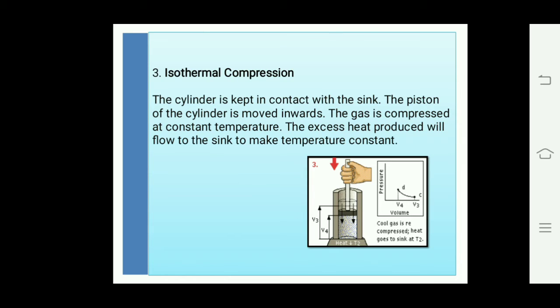So that's why the volume decreases and the pressure increases. What happens here is that the cylinder is kept in contact with the sink. The piston of the cylinder is moved inwards. The gas is compressed, and it's being compressed at constant temperature. The excess heat produced will flow to the sink to keep the temperature constant.